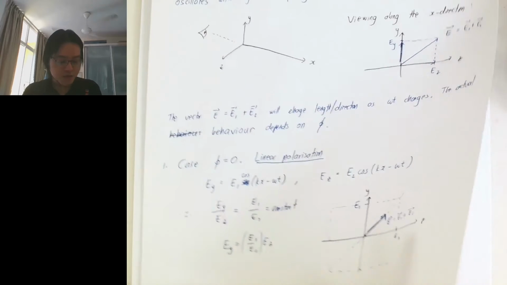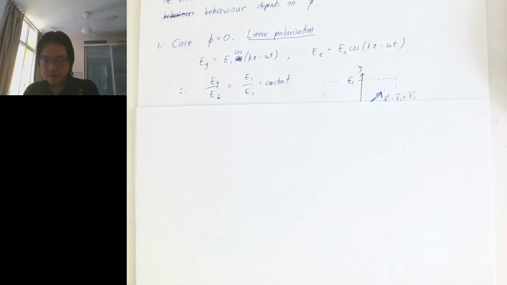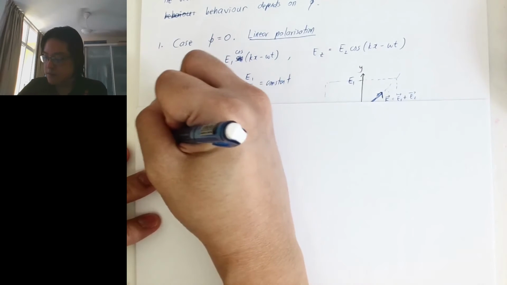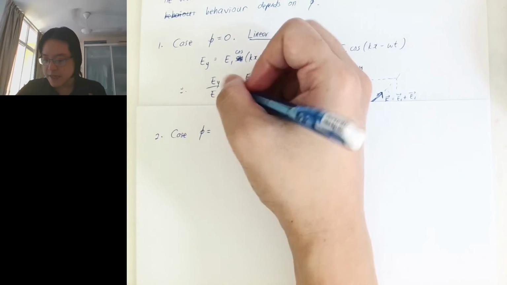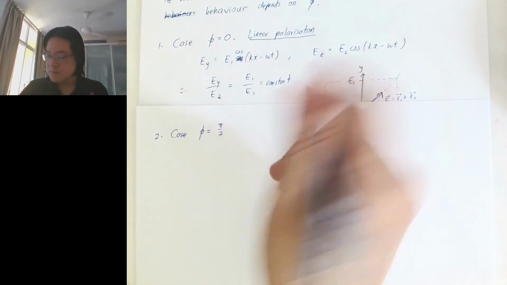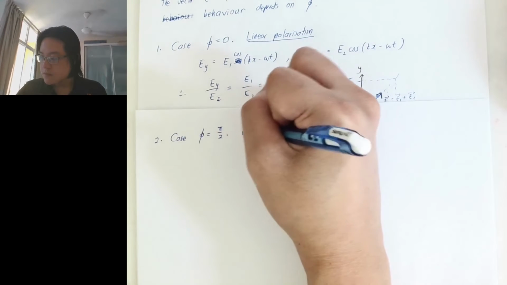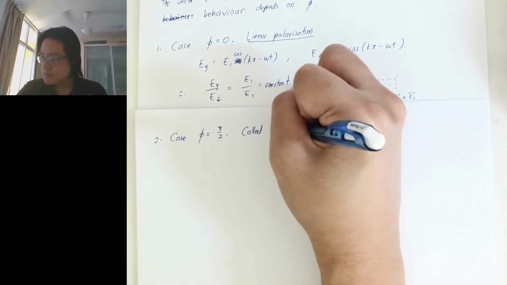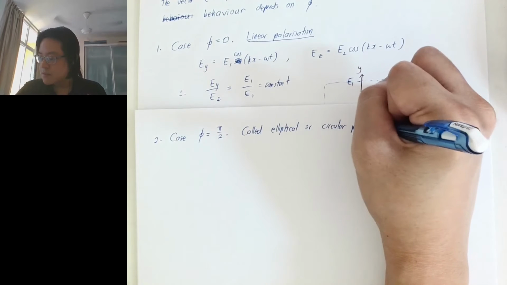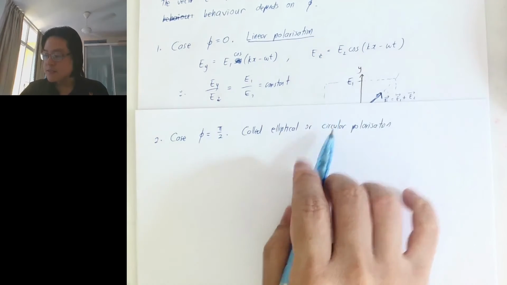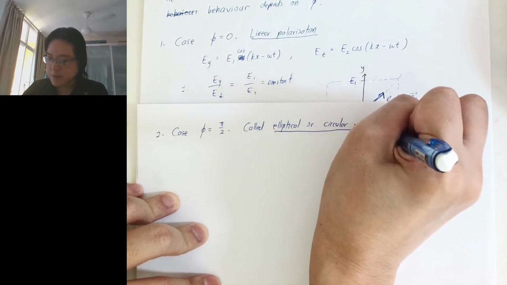Okay, case 2. Case 2 is pi over 2. What happens if the phase difference between the two lights is pi over 2? This is called elliptical or circular polarization. Of course, a circle is a special case of the ellipse, so it depends on what is actually happening.